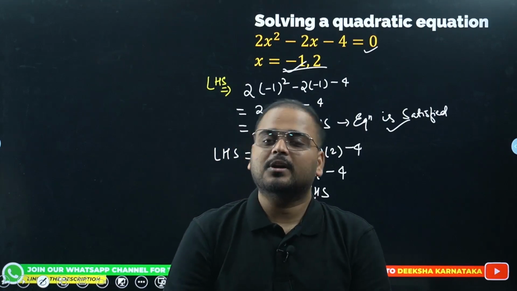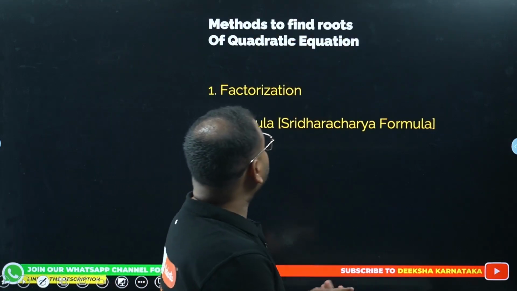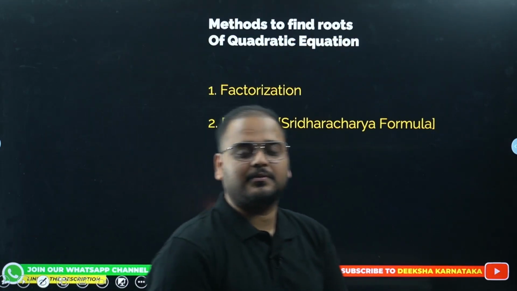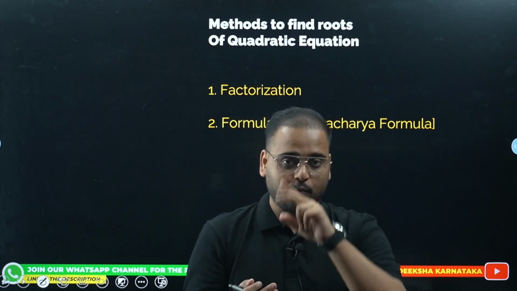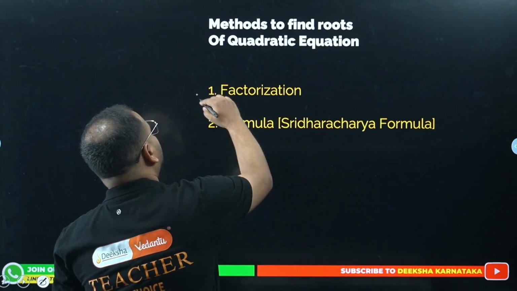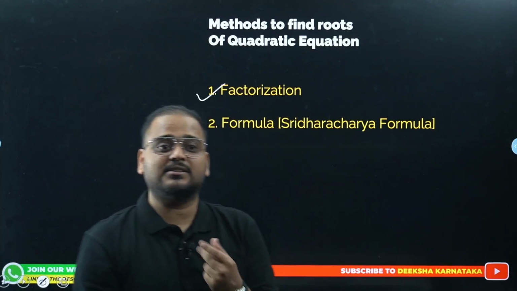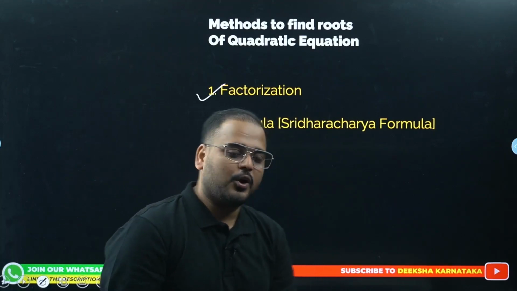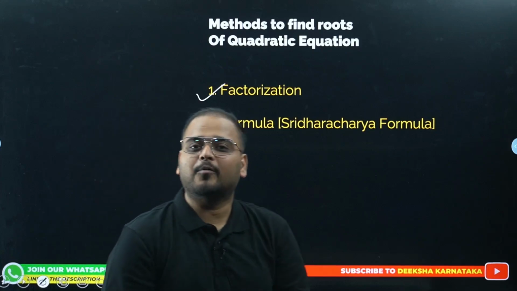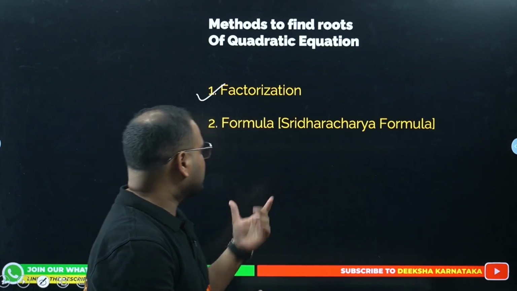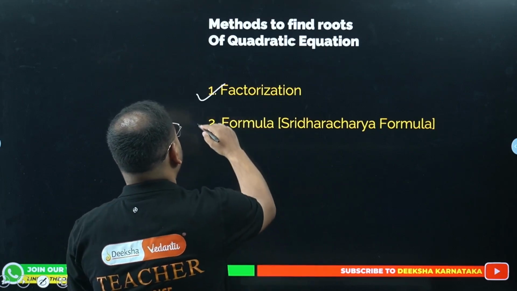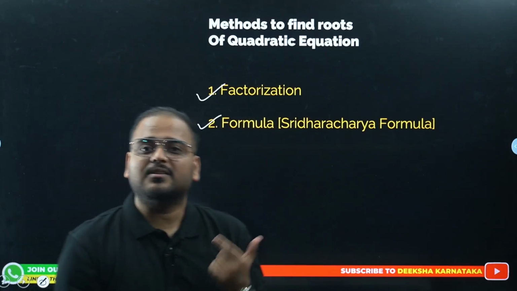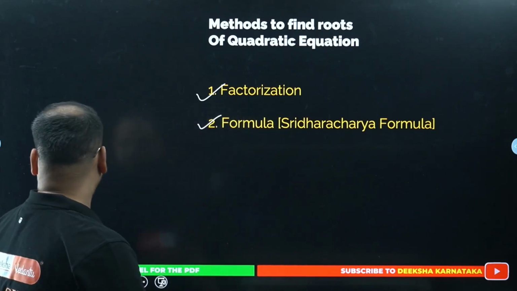Let's move on to the next question. Methods to find roots of a quadratic equation. Now, how do we find the solutions? How do we find these roots? We have two methods. First one is the factorization method and second one is our formula method, also called the Sridharacharya formula, given by Sridharacharya sir for finding the roots of a quadratic equation. Great. So let's learn both of them one by one.